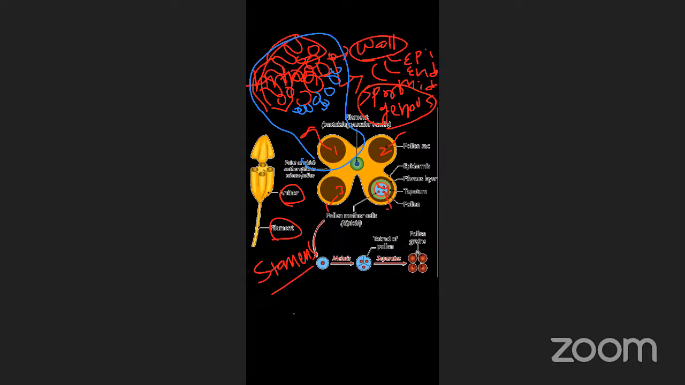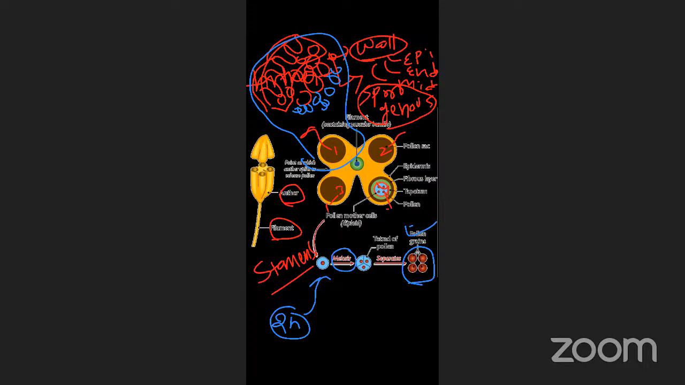So after formation of this blue color sporogenous tissue, what happened? The sporogenous tissue further developed into archesporial cell. Archesporial cell further developed into microspore mother cell, which is diploid. After formation of microspore mother cell, here the meiosis division takes place. After meiosis, the haploid spores are formed. So the production of the microspores, the pollen grain, this process is called microsporogenesis.